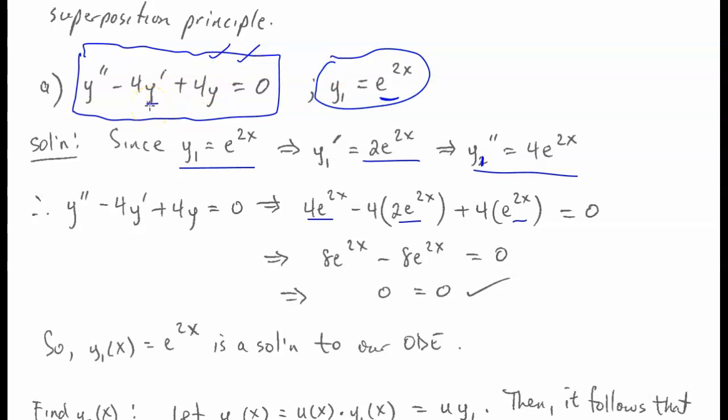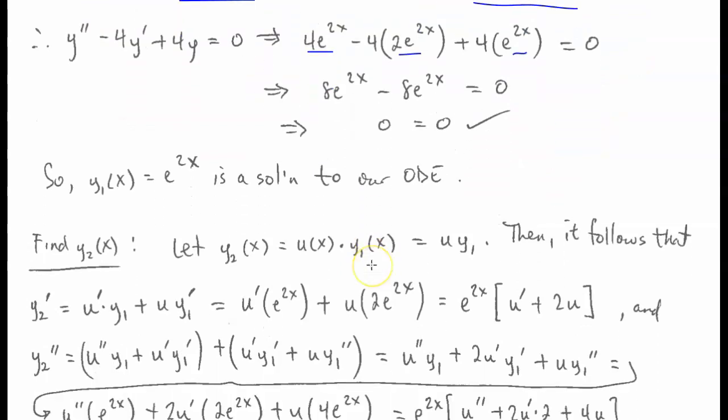So now that we have verified that, I know that I can find another solution, y2, which is going to be suggested to look like some function u of x that I don't know that I'm going to find times y1 of x, the function that I do know, okay? And of course, in this case, it's going to be e raised to the 2x. So now we're actually going to do the reduction of order process here, okay?